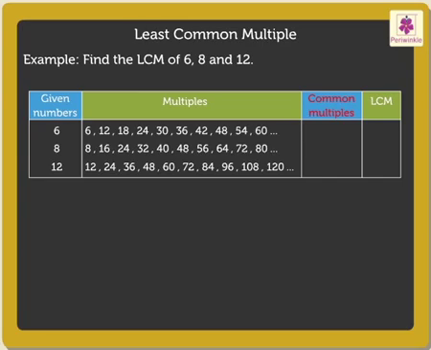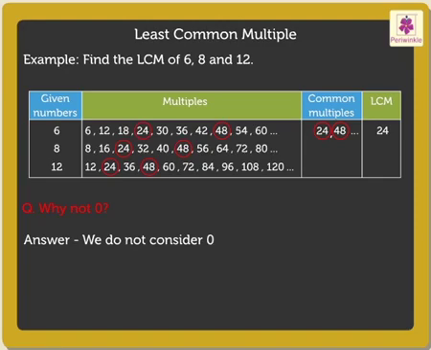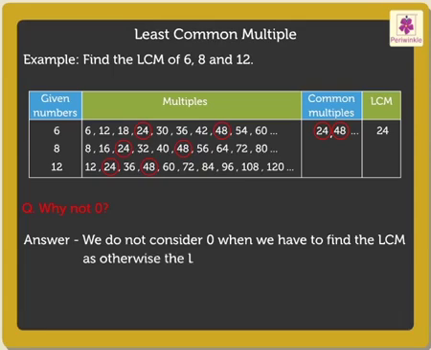Here, the common multiples of 6, 8, and 12 are 24 and 48 and so on. Thus, LCM is 24. Now kids, I am sure all of you must be wondering why we did not list 0 as a multiple for any of the numbers. That is because we do not consider 0 when we have to find the LCM, as otherwise the LCM of all the numbers would always be 0.